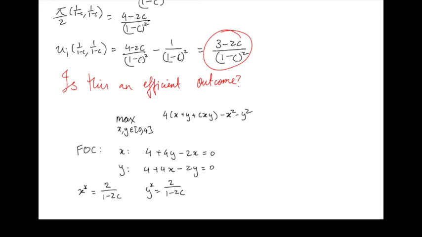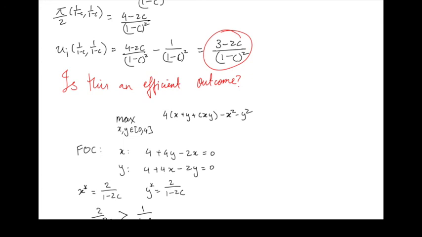Each of these partners in the optimal outcome is going to engage an effort level 2 over 1 minus 2c. And of course, 2 over 1 minus 2c is higher than 1 over 1 minus c. It's a smaller denominator, bigger numerator. So each of these individuals is going to put in a greater amount of effort at the optimum than they would in the only surviving rationalizable strategy.